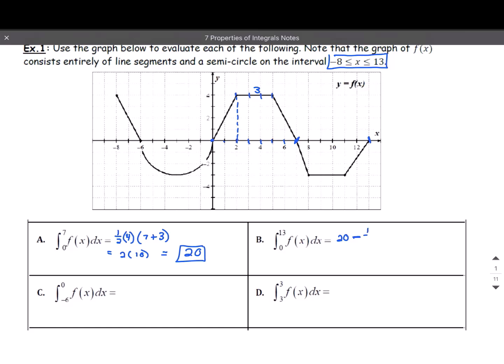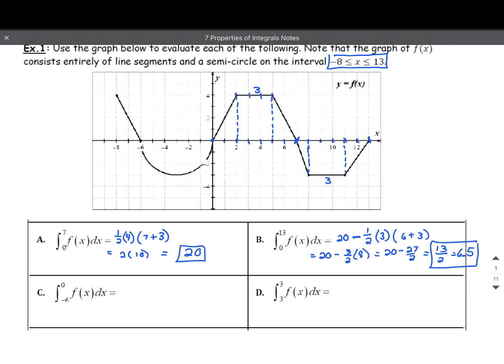Area of a trapezoid is 1/2 the height, this is going down 1, 2, 3, times the sum of the bases. From 7 to 13, 1, 2, 3, 4, 5, 6. That's a base of 6. Plus the parallel base is also 3. So we have 20 minus 3/2 times 9. That's 20 minus 27/2. That's going to give us 13/2 or 6.5. Either one is okay. Yes, it is okay to break both of these trapezoids up into 2 triangles and a rectangle and find the area that way. If it's easier for you, that's fine.